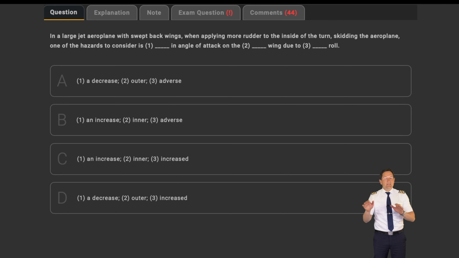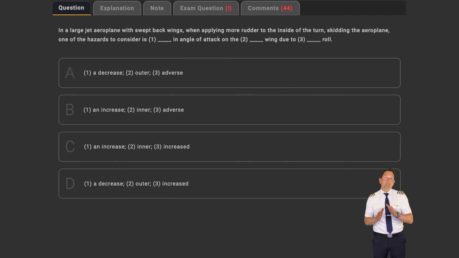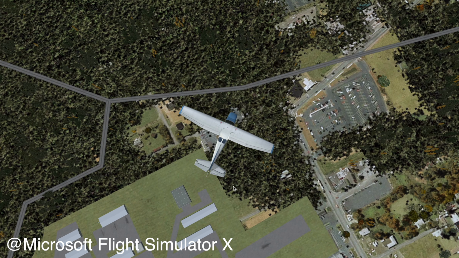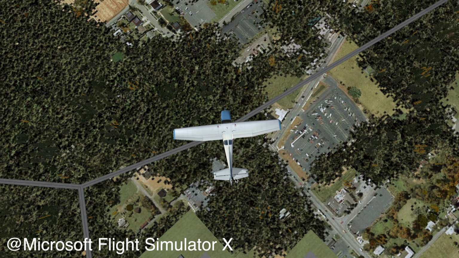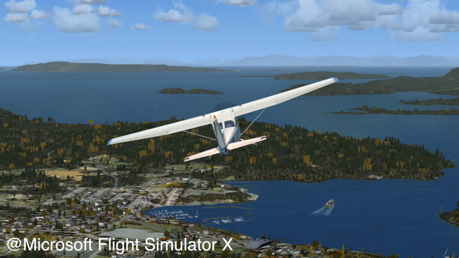So the aircraft has swept back wings and is being skidded in a turn, meaning rudder is applied towards the inside of the turn, resulting in the nose pointing towards the center of the turn. But what happens as you yaw the aircraft with added rudder? Now picture this, the outer wing will travel faster through the airflow than the inner wing, resulting in an increase in lift on the outer wing.